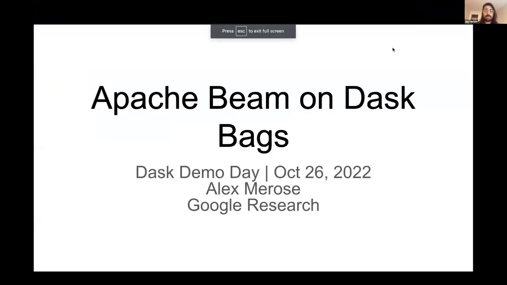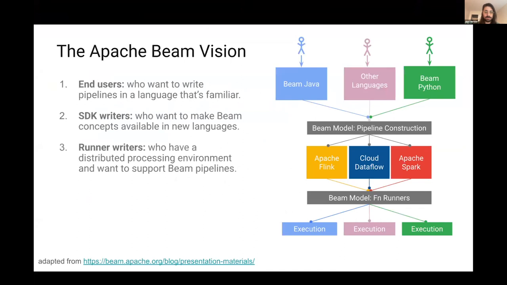Okay. Hey, everybody. My name is Alex Merose. I work at Google Research, and I'm here to talk about Apache Beam on Dask bags. So as a first introduction, what is Apache Beam? Apache Beam is trying to be the API for big data in general. It's like a really pluggable framework or programming model that lets you bring your own programming language and distributed computing SDK and then execute it in whatever underlying environment that you want to execute.